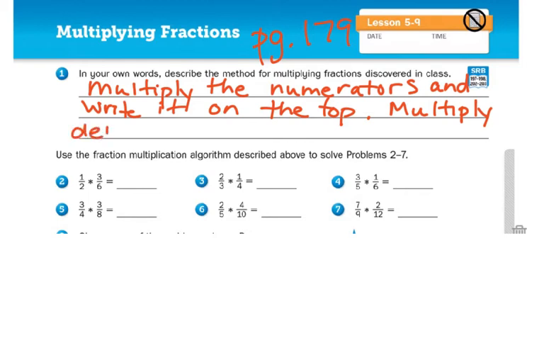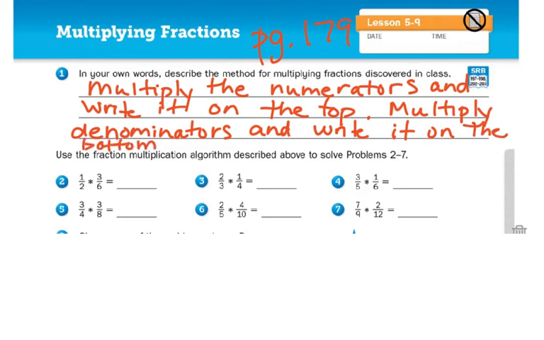Multiply the denominators and write it on the bottom. We've drawn so many pictures to help us understand that. Now it becomes a little bit easier, a little quicker. So let's start with number 2. Use the fraction multiplication algorithm described above to solve problems 2 through 7.